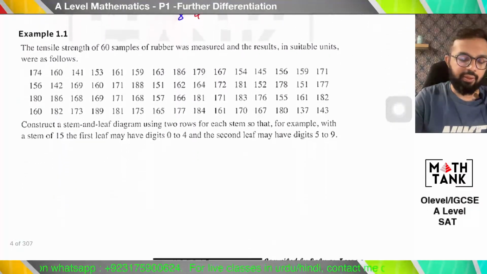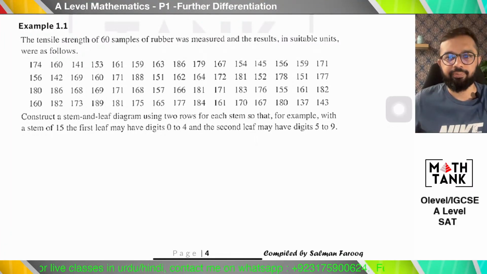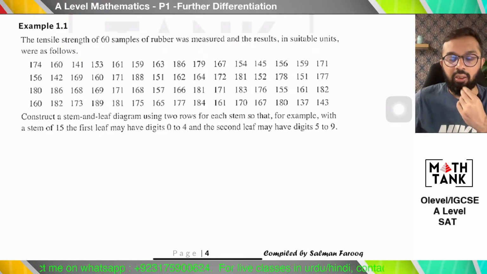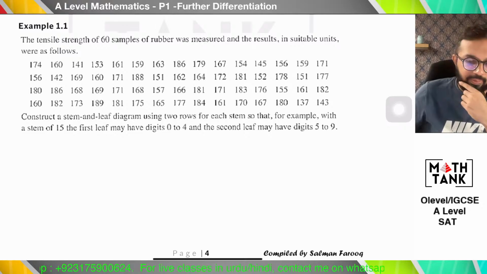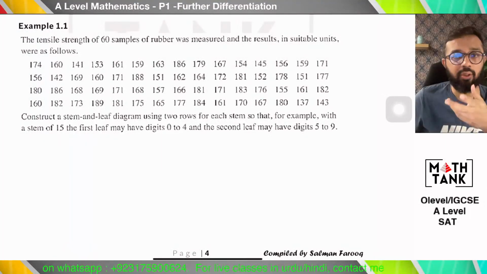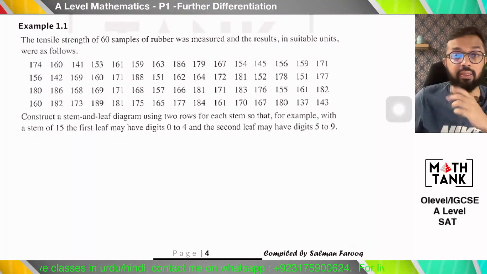Then this is another data set that I have. It says the tensile strength of 60 samples of rubber was measured, and the results in suitable units were as follows. 174, 160. There are a lot of data points here. You can also see that there are about 60 samples.